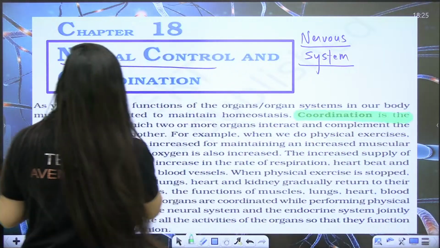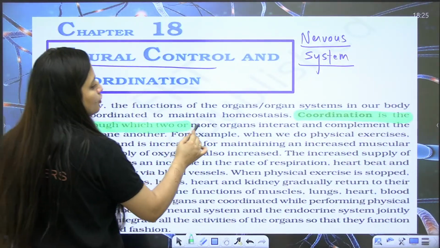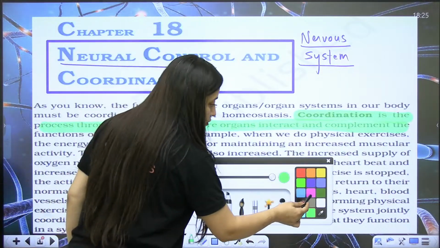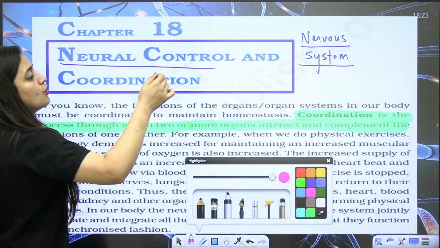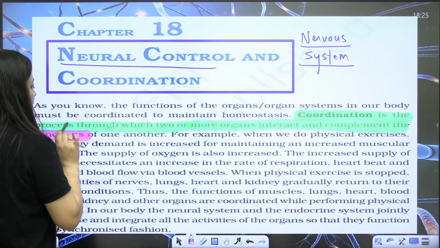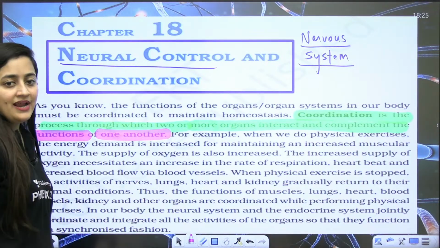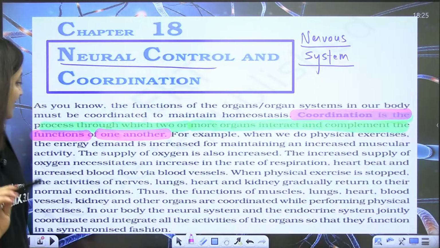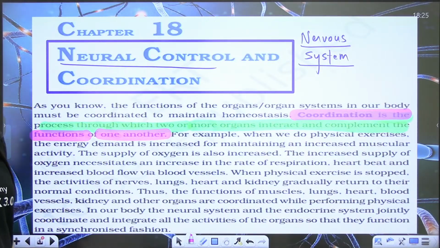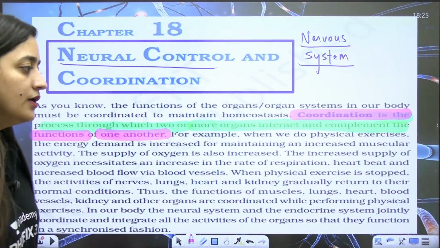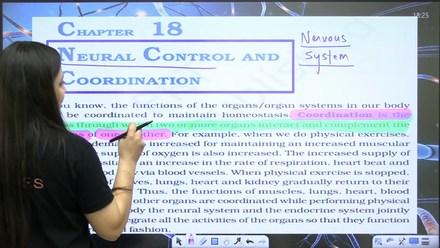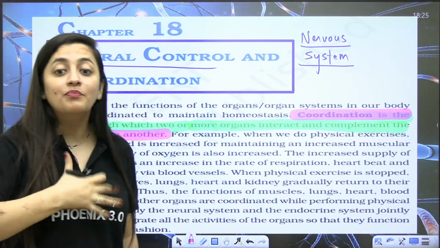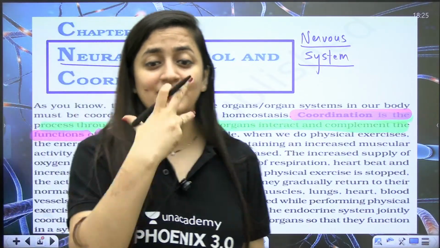Coordination is the process through which two or more organs interact and complement the functions of one another. Right. So what is coordination? It is the process through which two or more organs interact and complement the function of one another. Very simple it is, right?